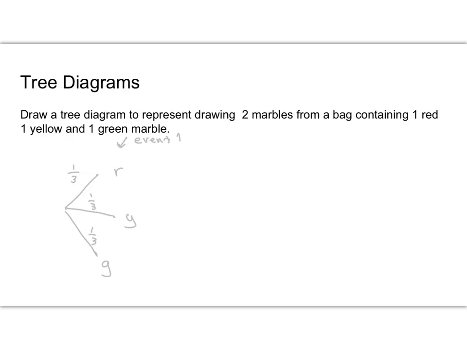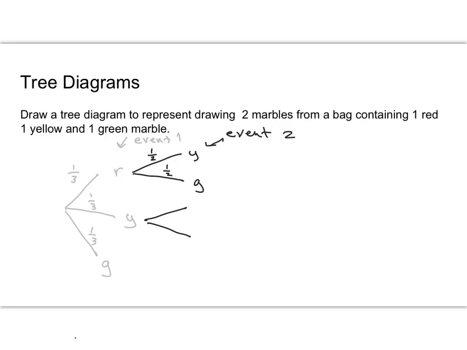Okay, now I'm going to add to my tree diagram. I'm going to represent the second event, which is drawing the second marble. Well, I've already drawn the red marble here. So all I have left to draw is either yellow or green. Okay, so this represents event 2. At the end of my branch is event 2. And since there are only 2 marbles left, I have an equally likely chance of pulling either marble.